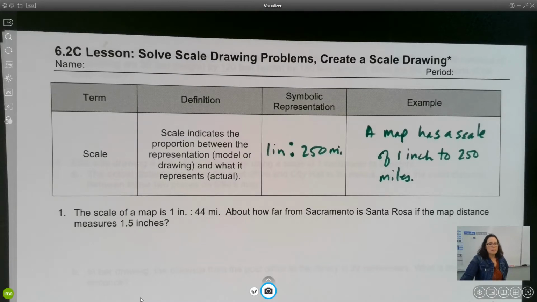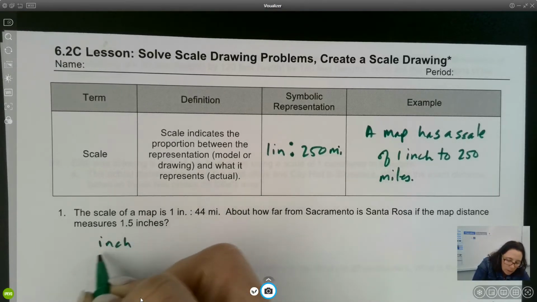All right, number 1, the scale of a map is 1 inch to 44 miles. About how far from Sacramento is Santa Rosa if the map distance measures 1.5 inches? Okay, you do not need to worry about converting inches to miles and being in the same units, or miles to inches, okay? Setting up a proportion with the scale takes care of that for us. So let me demonstrate that.